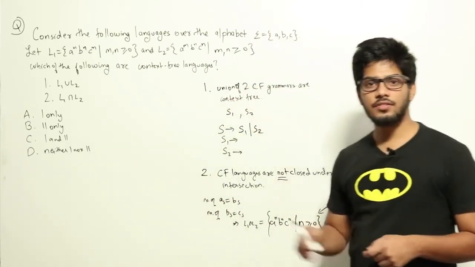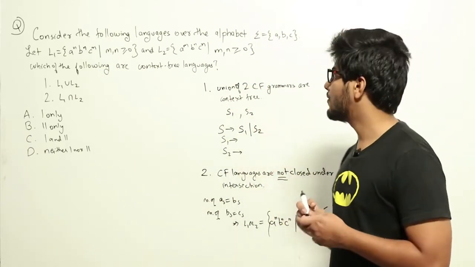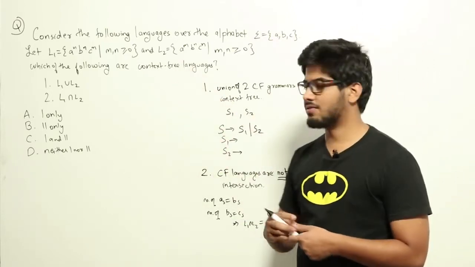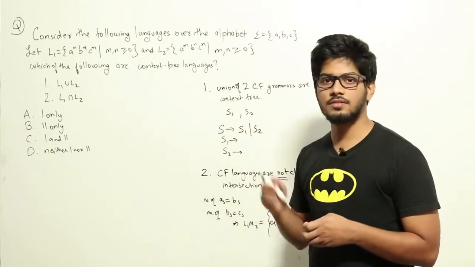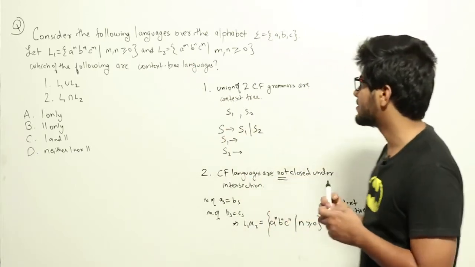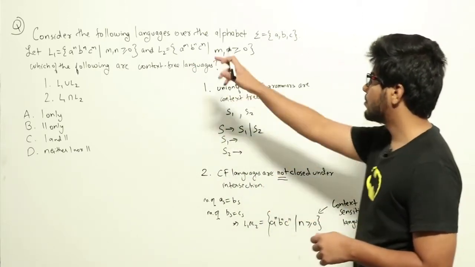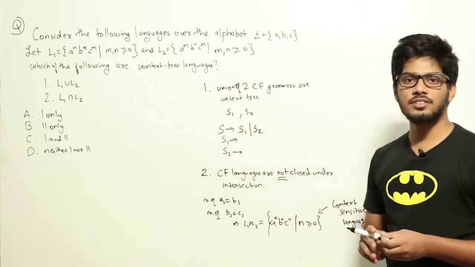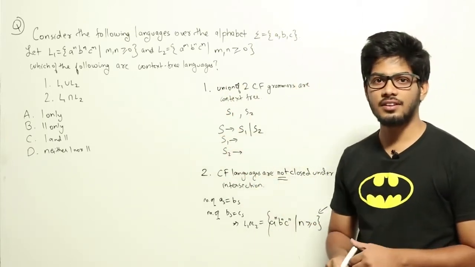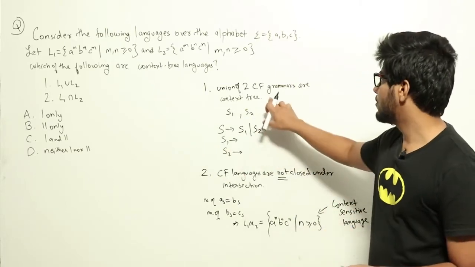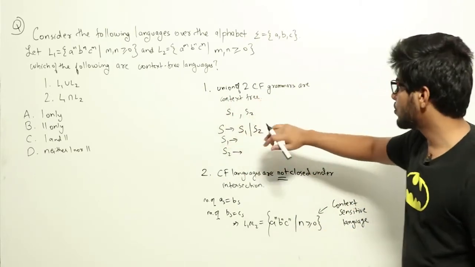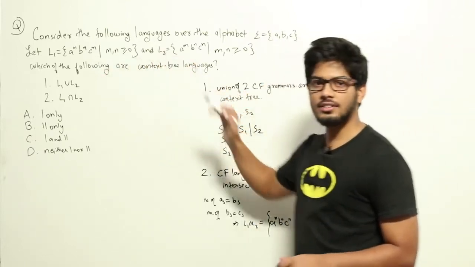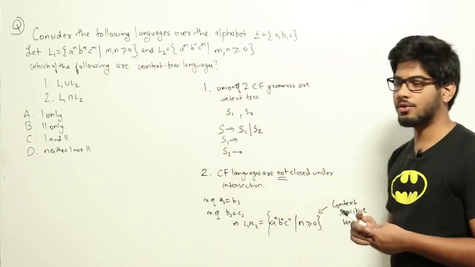So they have given us two context-free languages here, L1 and L2, and they are asking which of these are context-free if we take the union or intersection of them. So let's go to statement 1, L1 union L2. Now, context-free languages are always closed under union. The reason for that is, I'll show you the proof. Let us say for each language L1 and L2, we can write the corresponding grammar for it.